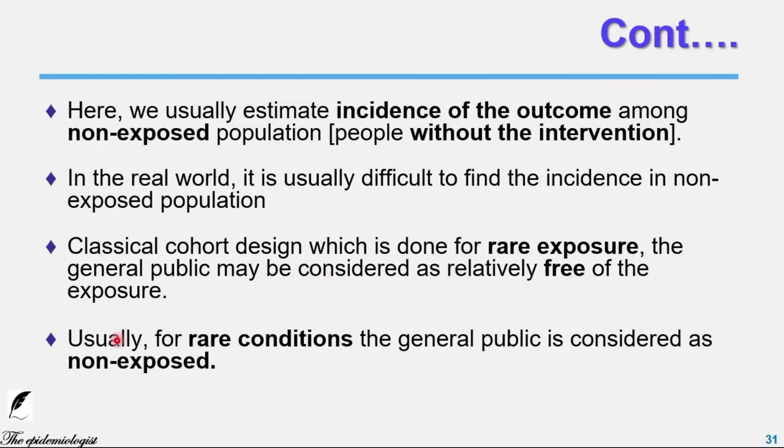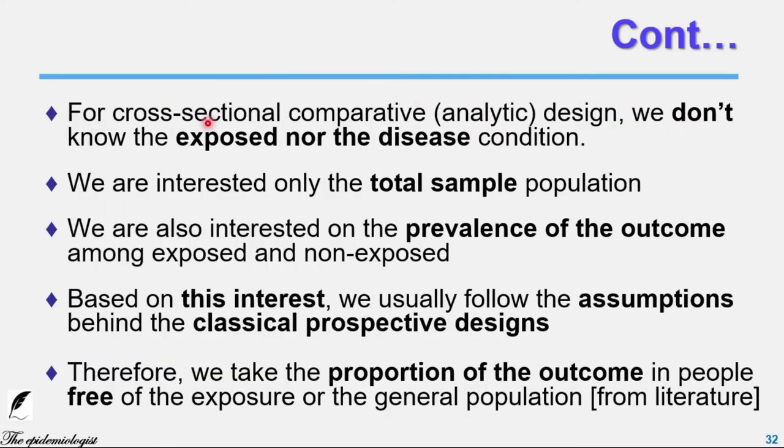Usually, for rare conditions, the general public is considered non-exposed. For cross-sectional comparative analytic design, we don't know the exposed nor the disease condition. We are only interested in the total sample population. We are also interested in the prevalence of the outcome among exposed and non-exposed individuals. Based on this interest, we usually follow the assumptions behind the classical prospective designs.